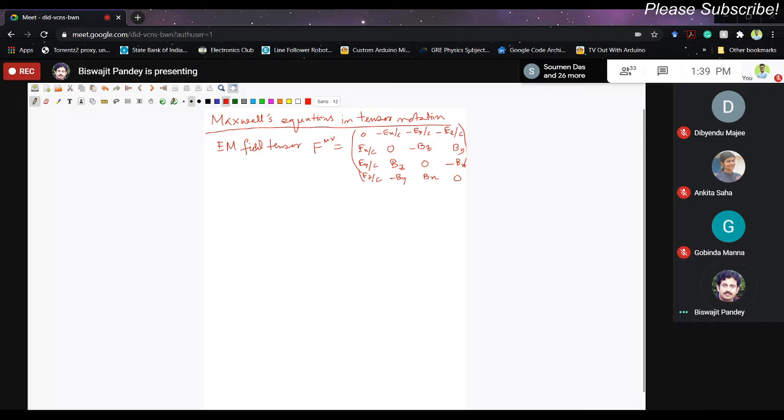And the dual tensor G mu nu can be directly obtained from F mu nu by simply replacing all E by C with B and B with minus E by C. So this will take this form: 0, minus of Bx, minus of By, minus of Bz. Of course, there will be positive Bx, By, Bz. This is also antisymmetric, just as F mu nu is. And all B are replaced with minus E by C.